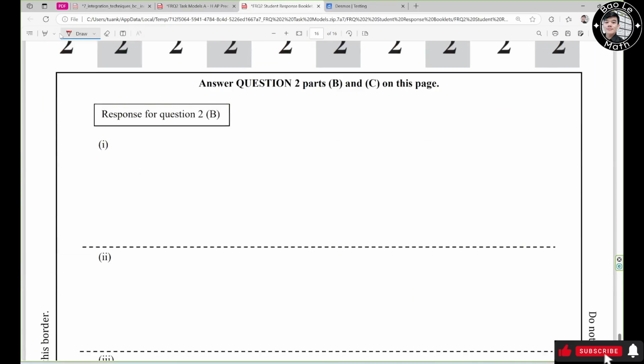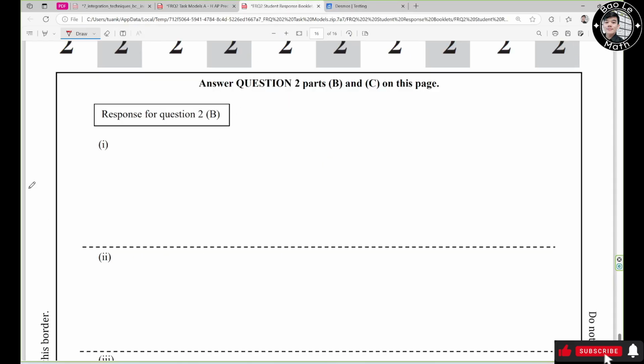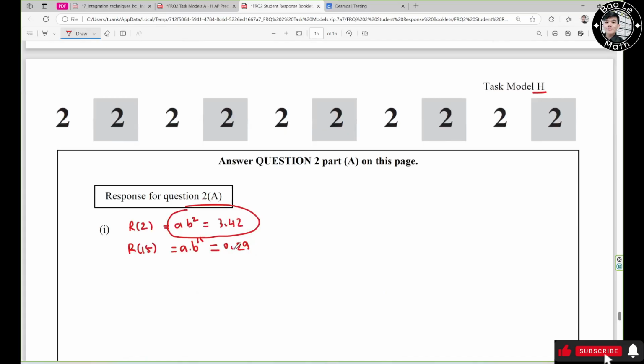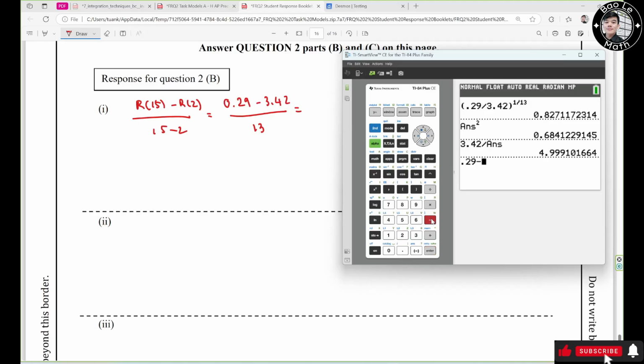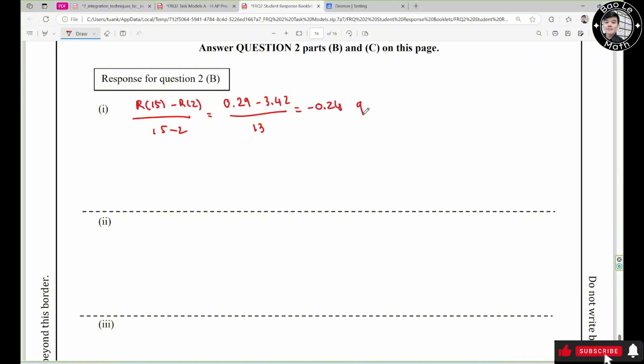Now question B. We need to find the average rate of change, right? From here to here, right? So from 2 to 15, it's going to be R(15) subtract R(2) over 15 subtract 2. So R(15) is going to be right here, 0.29, right? Subtract 3.42. 0.29 subtract 3.42 over 13, right? So I'm going to bring up the calculator. I have 0.29 subtract 3.42. It's going to be negative 3.13 divided by 13. So it's going to be negative 0.24, right? Grams per day, right?